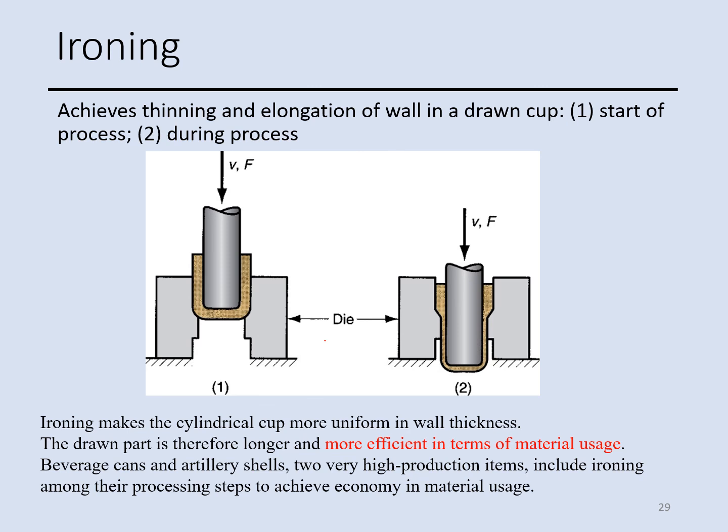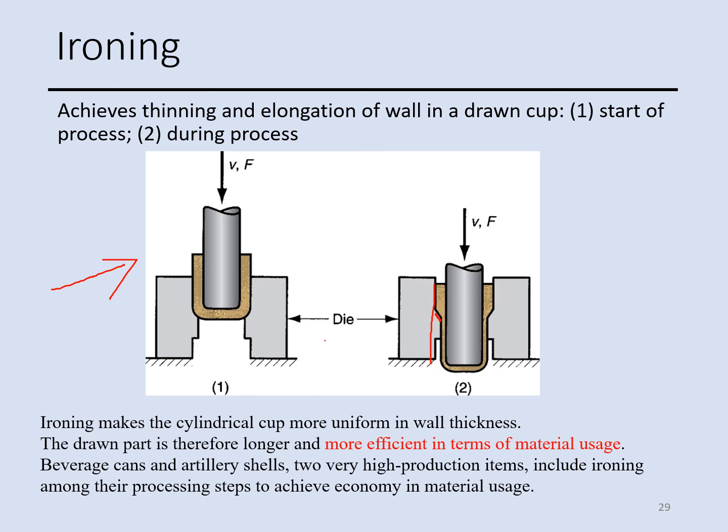The first one is called ironing. The ironing operation is designed to achieve thinning and elongation of a wall, and the process, as you see, is shown in this schematic. This is the die, and this is the punch. In ironing, the die is not completely straight. It has an edge somewhere here, and it makes the cylindrical cup more uniform in wall thickness.